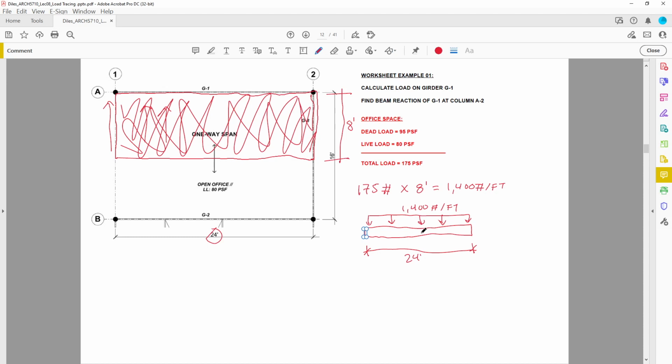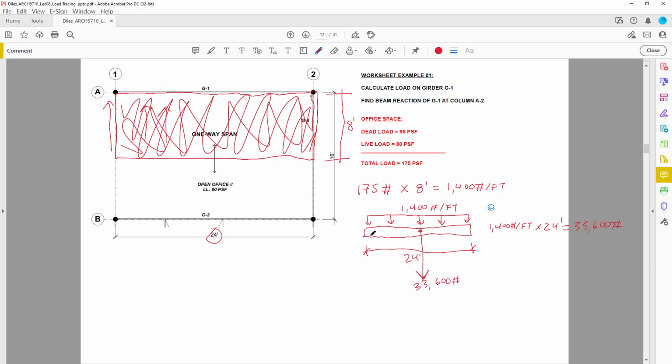So let's just go back to drawing this point load. We know it's going to be in the middle here of the beam. And this will be 1,400 pounds per foot times 24 feet equals 33,600 pounds. So 33,600 pounds. This is our point load.